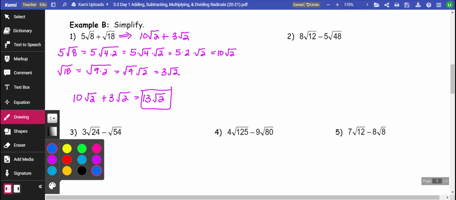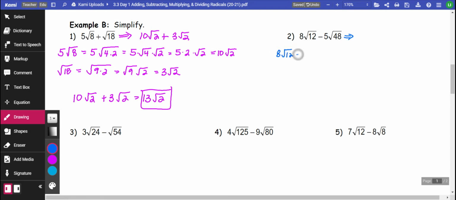Okay, number 2. I have 8 root 12 minus 5 root 48. Okay, so we're going to try and rewrite this. 8 root 12. Got the square root of 4 times 3. 8 times the square root of 4, square root of 3. 8 times 2, square root of 3. I get 16 square root of 3.